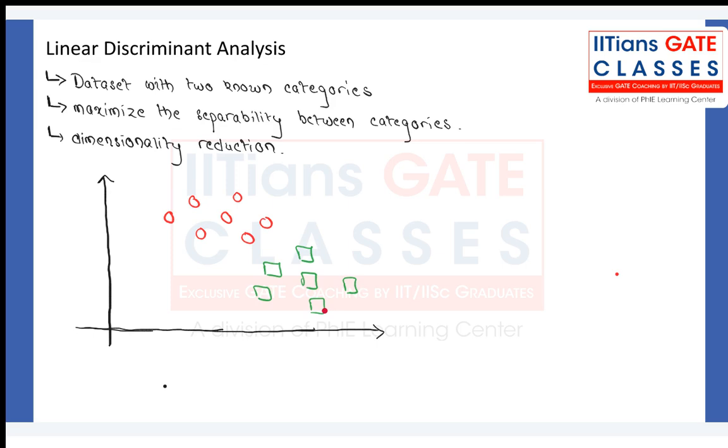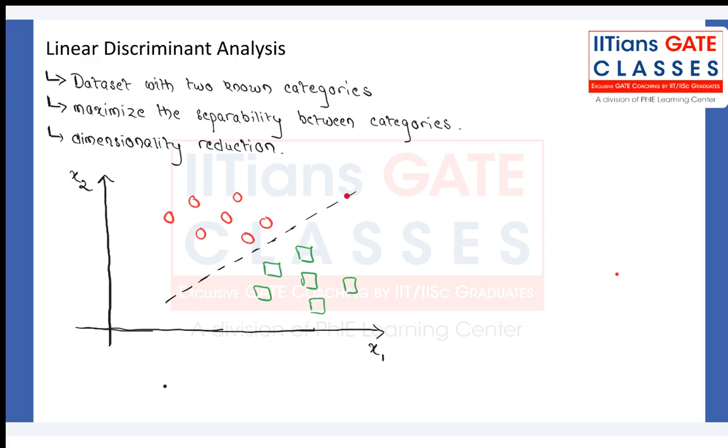Now, by just looking at this, can you say whether these two classes are linearly separable? Which is, can you draw a line that separates these two classes? We can clearly see that. Let's say this is the dimension x1, this is the dimension x2. This is a line that I can draw here that linearly separates these two classes.